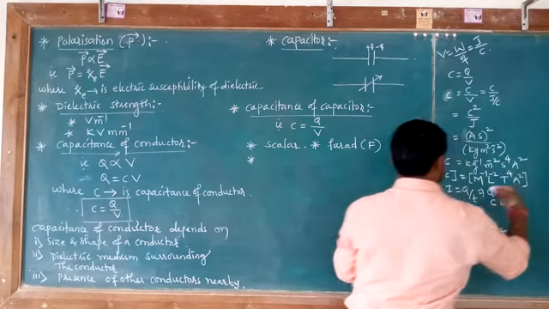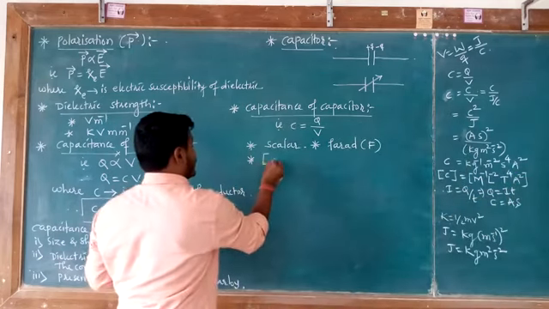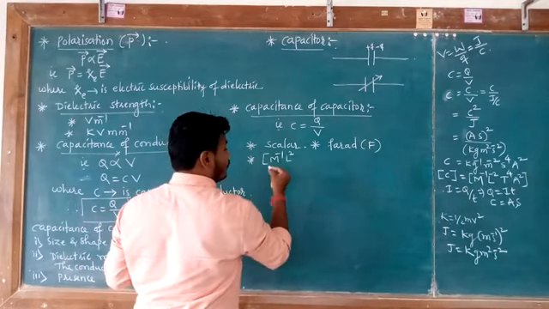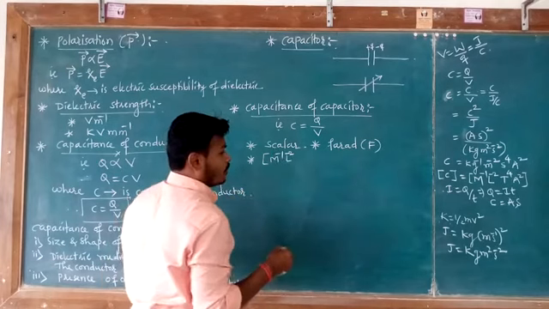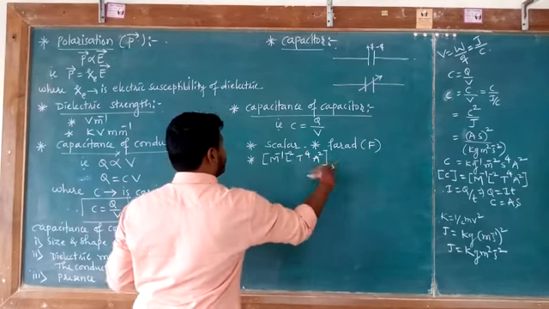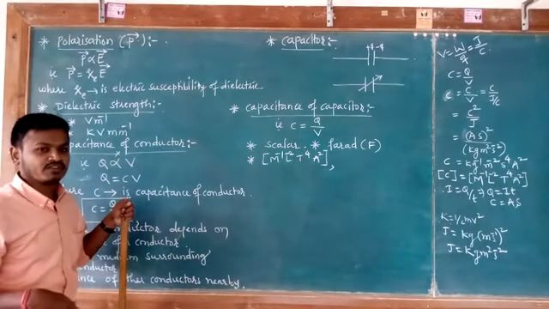This is the dimensional formula of the capacitance of a capacitor. Dimensional formula of capacitance of a capacitor is M to the power of minus 1, L to the power of minus 2, T to the power of plus 4, ampere to the power of plus 2. This is the dimensional formula for the capacitance of capacitor.